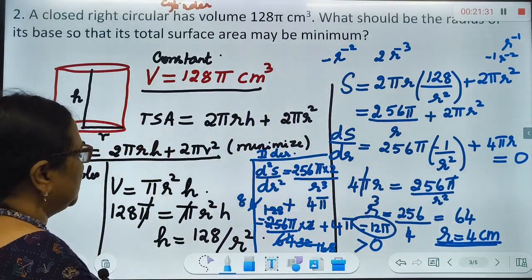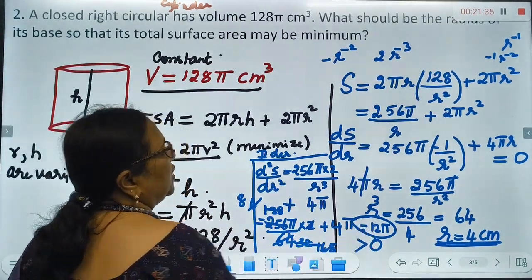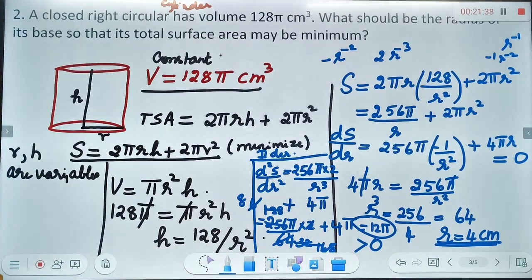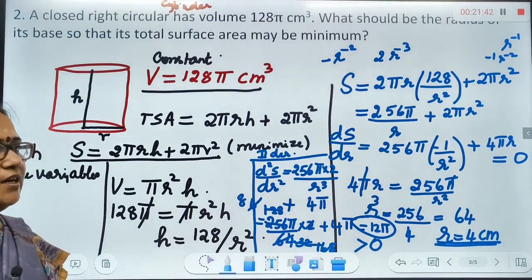How have we justified this? We have also found the second derivative. The second derivative is positive, which means that surface area is minimum at r equal to 4 centimeter. Is it clear?